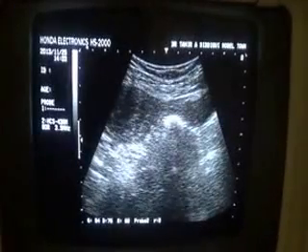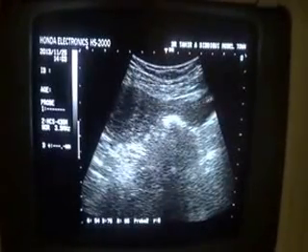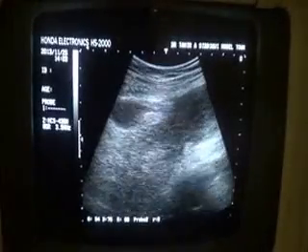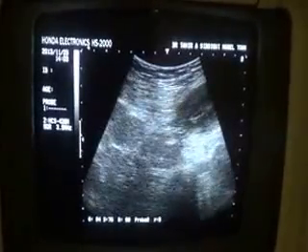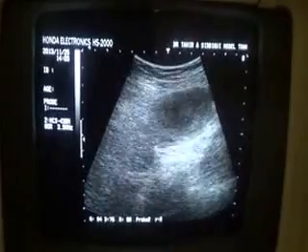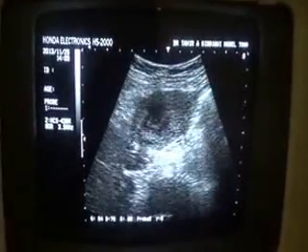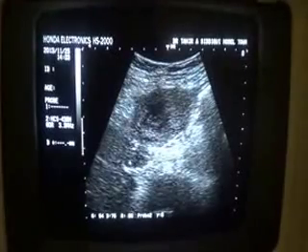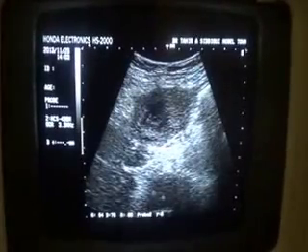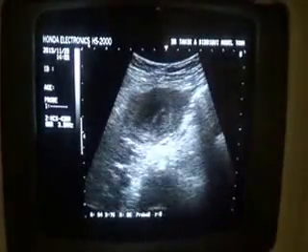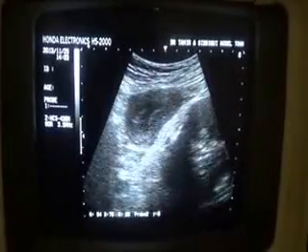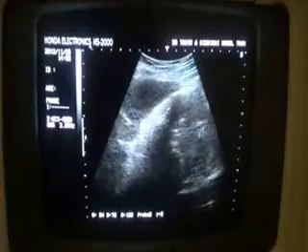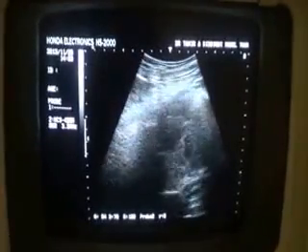Now, this is the left ovary, and this is the right ovary. This one. This is the right ovary. These are the developing follicles within it. And this is the mass. It's a large mass in the pelvic cavity.